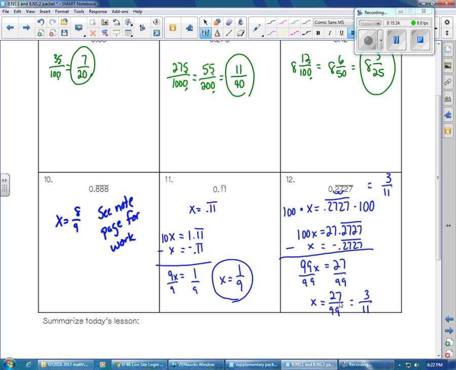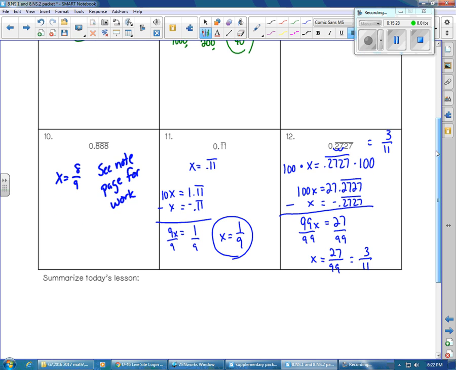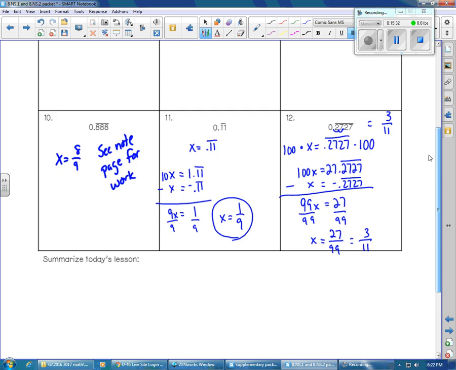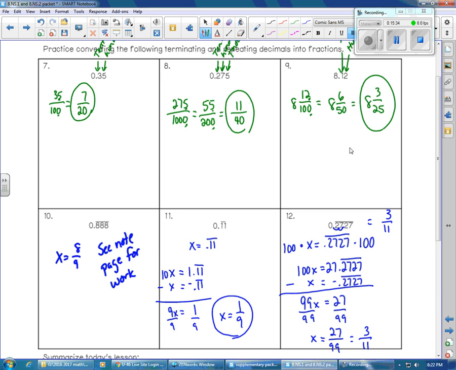If you need to, reduce the fraction. I'm sorry, I went a little bit over 15, but that's because I was trying to come up with your summary for you. So I hope that you can summarize today's lesson. I hope this makes sense, and we'll have a little bit more practice in class.